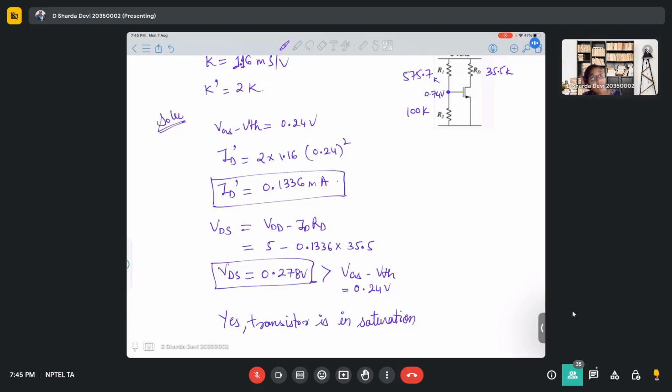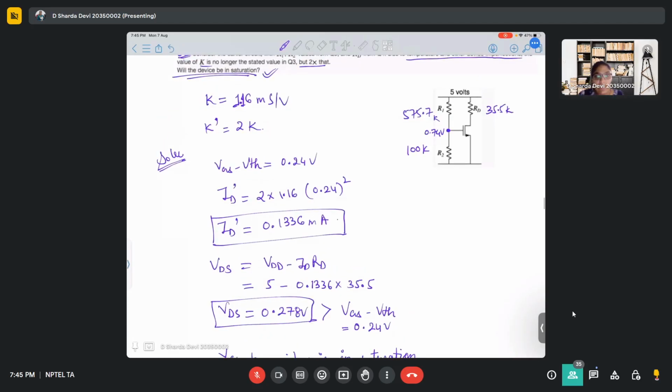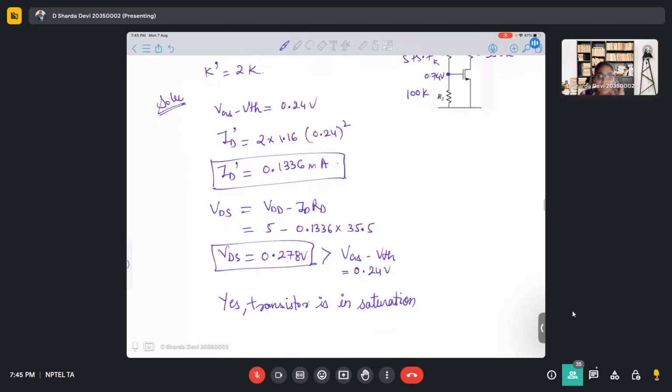Is this clear? We simply found the ID and applied the KVL, and using that KVL, the value of VDS that was found satisfies the saturation condition. So the transistor is in saturation. Hope this is clear.